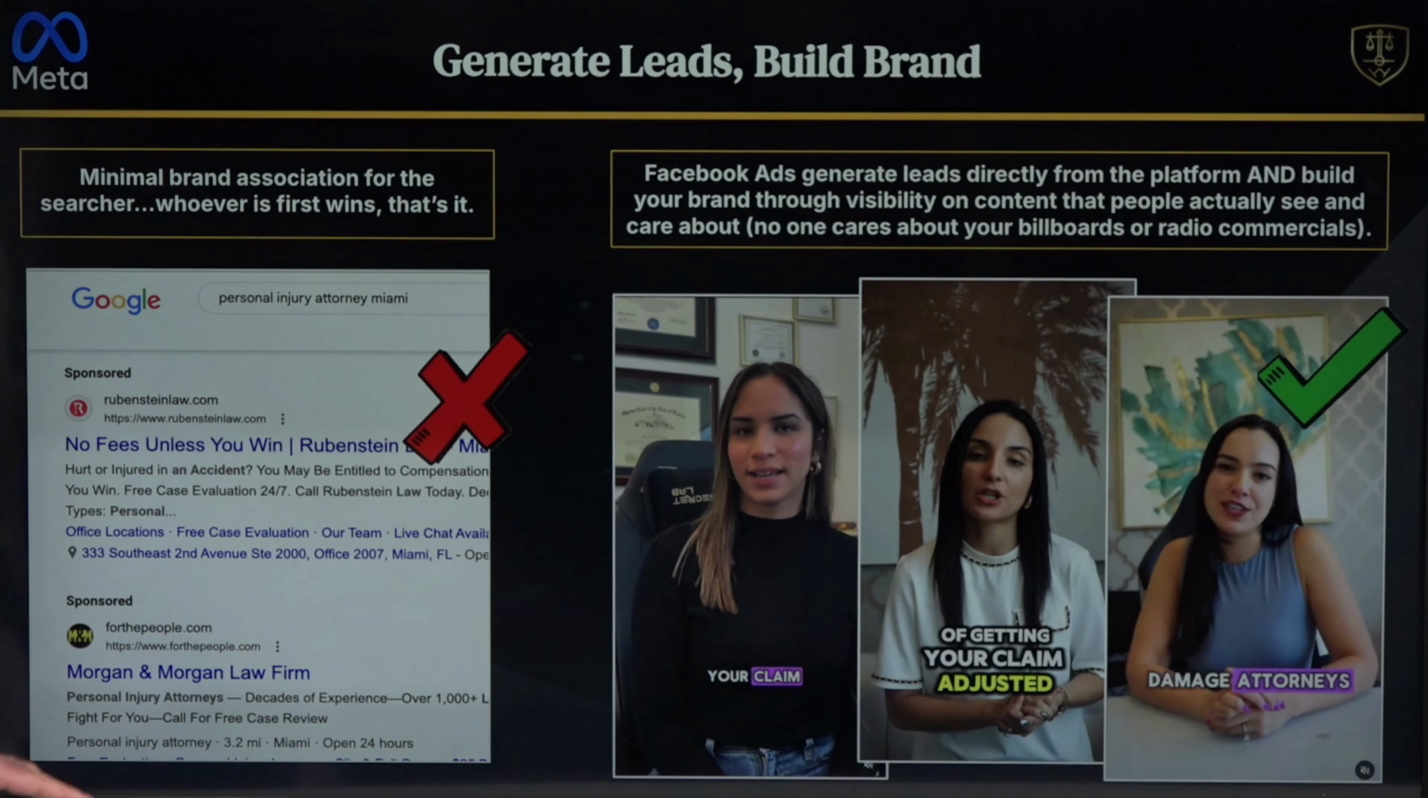versus with Google, it's just blue links. And this is something that you probably don't care about. You're here because you want $500 signed cases. But to me, the most important part about marketing and advertising is brand.